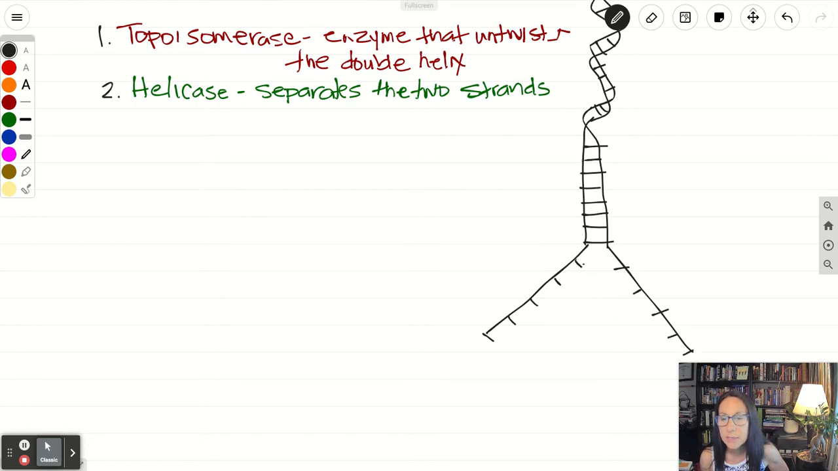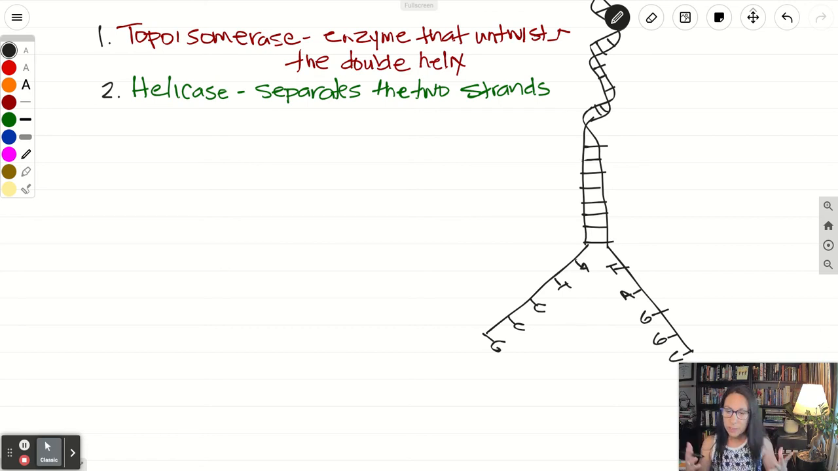Let's say this is an A, that means this is a T. Let's say this is a T, that means this is an A. Let's say this is a C, that would make this a G. Let's say this is another C, that would make this a G. And let's make this a G, that would make this a C. Because A and T always go together, C and G always go together.